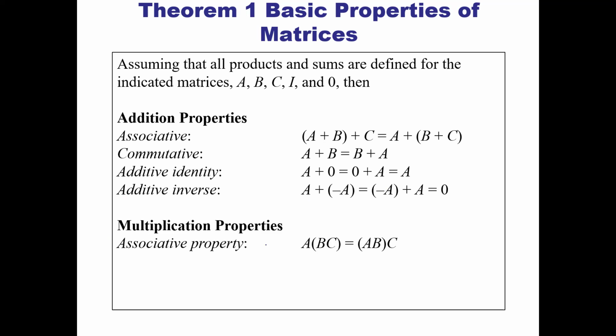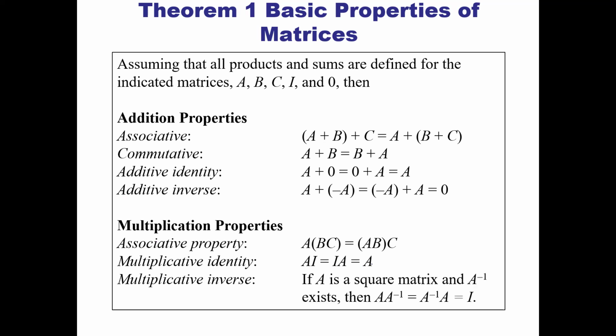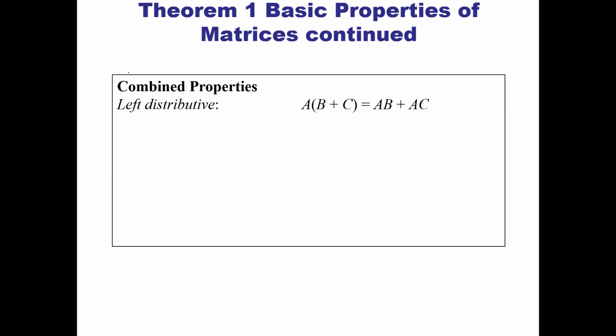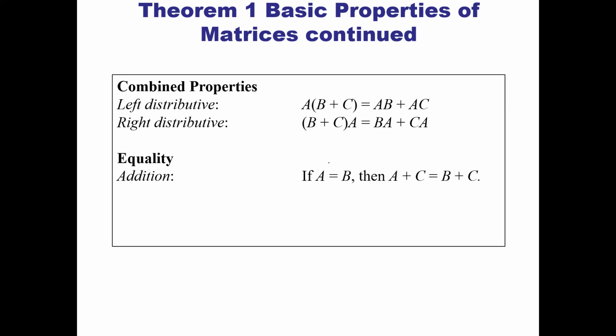Multiplicative properties: we can take B times C first and then times A, or A times B first and then times C. And the identity multiplied on the right or the left gives us A still. In multiplicative inverse, if A is a square matrix and A inverse exists, A times A inverse is the same thing as A inverse times A, which is I. Now, combining properties, left distributive: A times B plus C is equal to AB plus AC, just distributing. Right distributive: now we'll have BA and CA, taking it the other way.